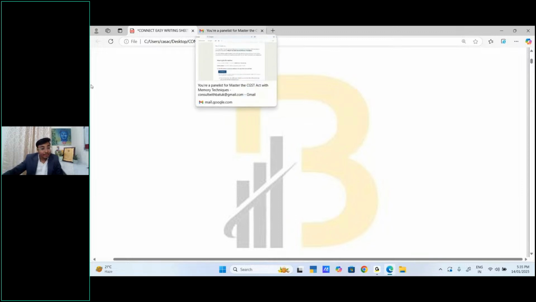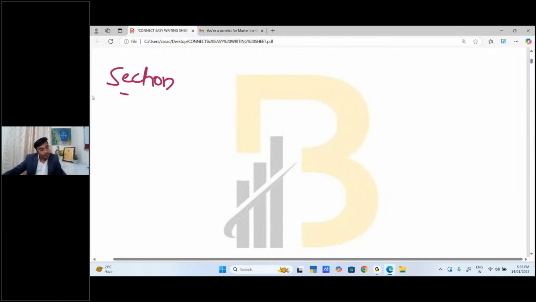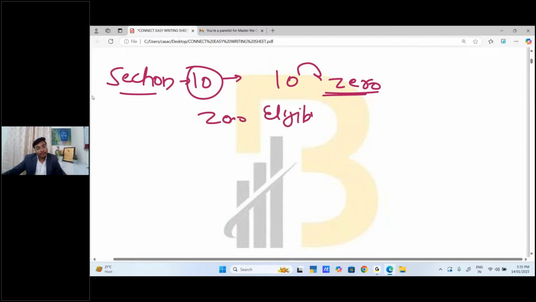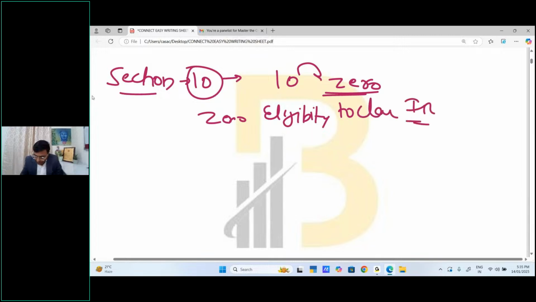Next, section number 10. Sir, just look at the number 10. Number 10 includes zero. That means zero eligibility to claim ITC. And as we all know, under GST, there is zero eligibility to claim ITC in case of the composition scheme. So this section number 10 is related to the composition scheme under GST.